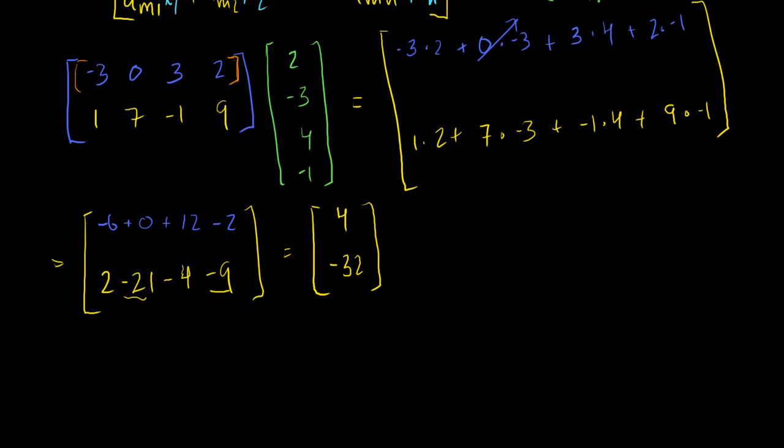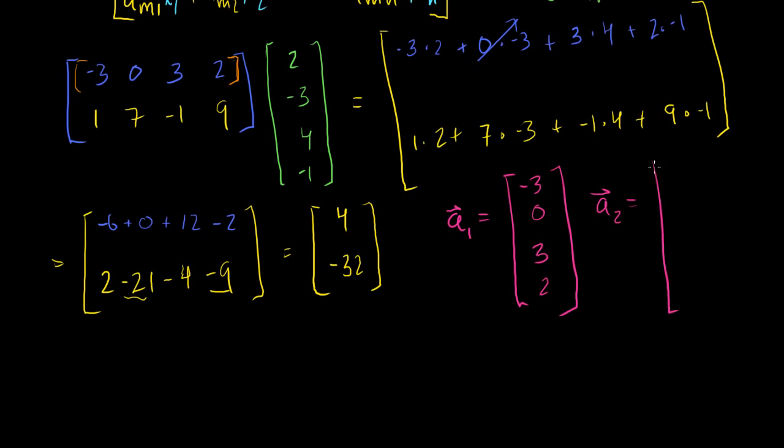Let's say that I define vector A1 is equal to minus 3, 0, 3, 2. And let me define vector A2 to be equal to 1, 7, minus 1, 9. So all I did is I wrote these guys in our standard vector form, as column vectors.